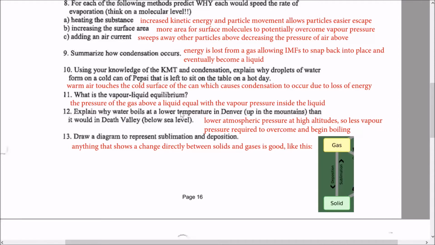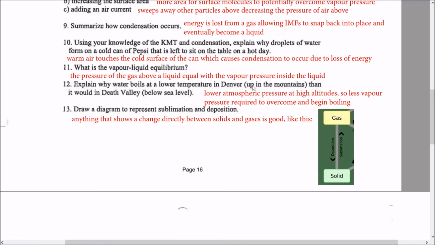Explain why water boils at a lower temperature in Denver in the mountains than in Death Valley, way in the desert below sea level. There's lower atmospheric pressure at high altitudes. That's why when you climb Mount Everest, you need to take oxygen. But when there's less pressure, there's less pressure required to be overcome to start boiling, so you don't need to get the molecules moving as quickly or as energetically to boil when there's less vapor pressure in the surroundings.